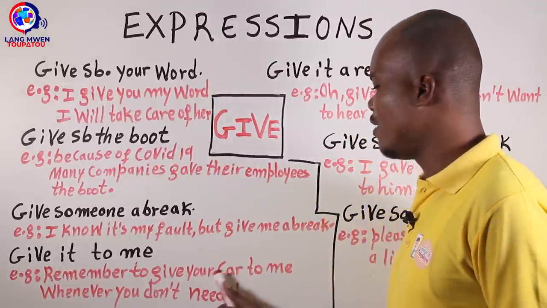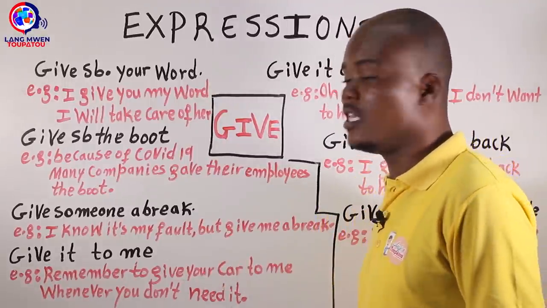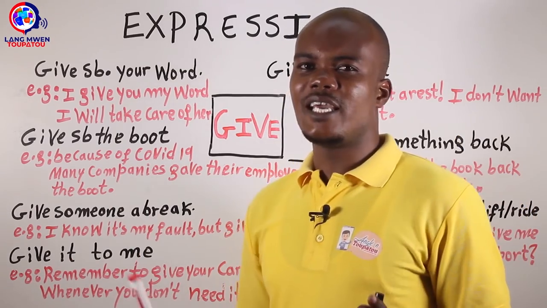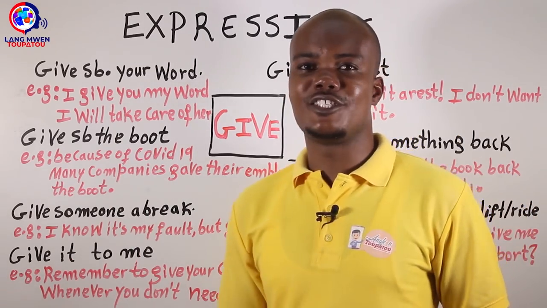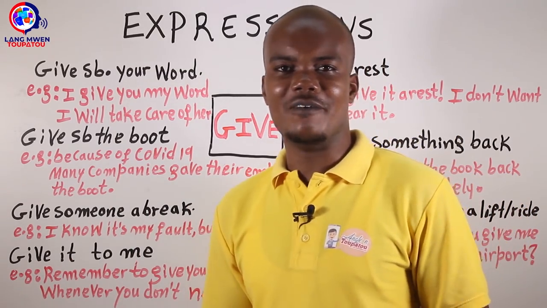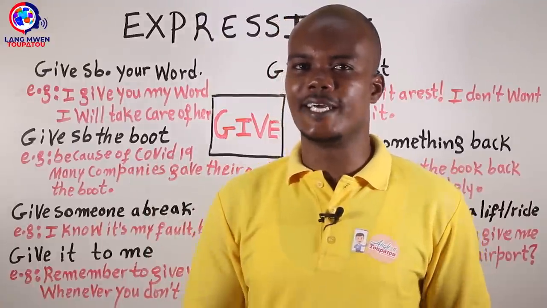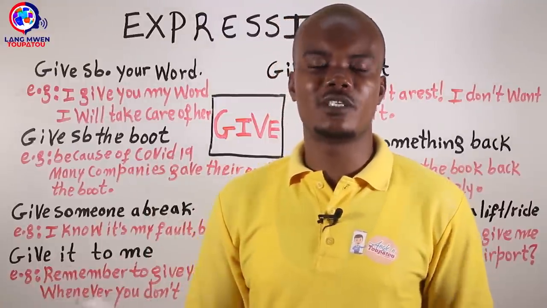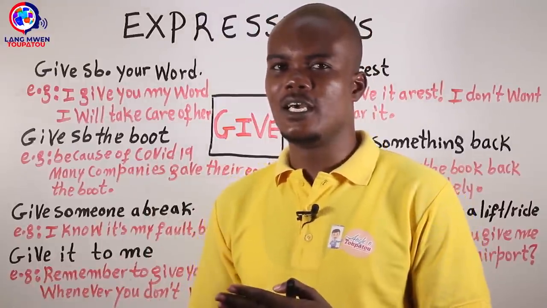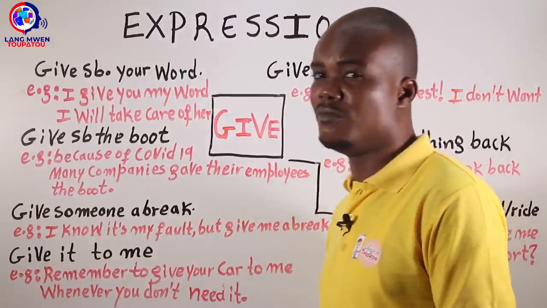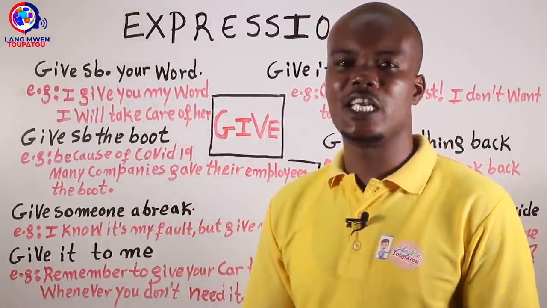Remember to give your car to me whenever you don't need it. Great. The second way of using give it to me is to punish someone verbally or physically. You punish someone for something, like your dad or your parents can punish you for something. Now you say give it to me when talking about punishment.